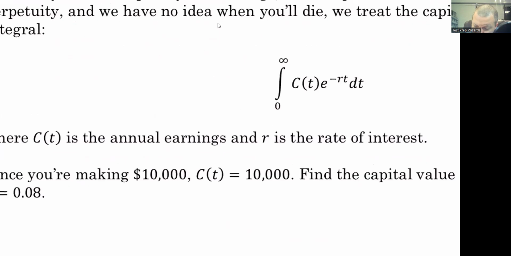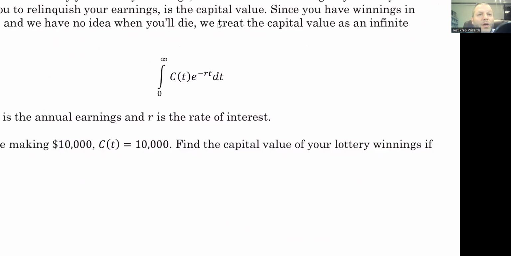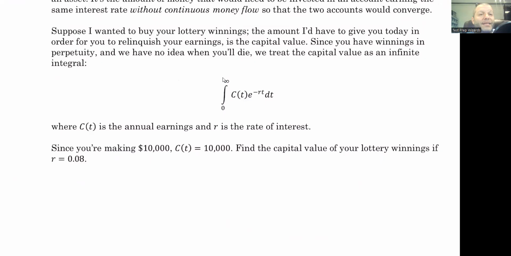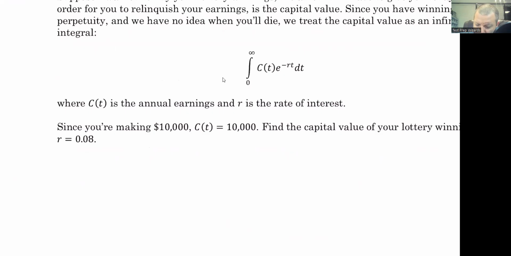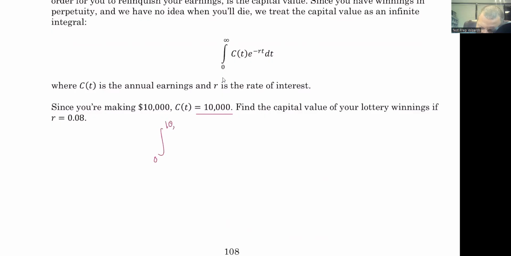So if we looked at say this, here's our formula. Since we don't know when we're going to die, we treat this as an asset for perpetuity, forever and ever. So suppose we have these earnings, so you're making $10,000 in this lottery thing that I said. So we're going to have the antiderivative from 0 to infinity, whoops, that's not 10,000, that's infinity, of 10,000, which I'm going to pull out in a second, e to the negative 0.08 t dt.